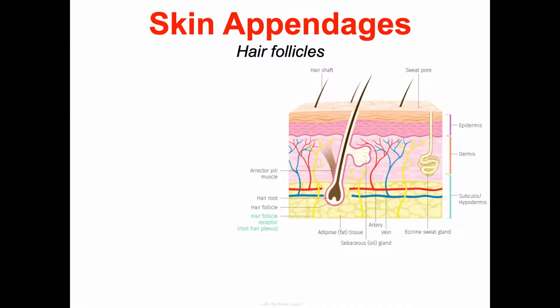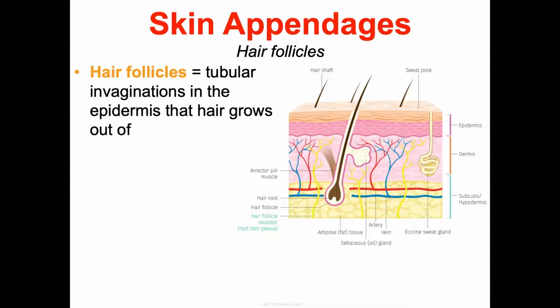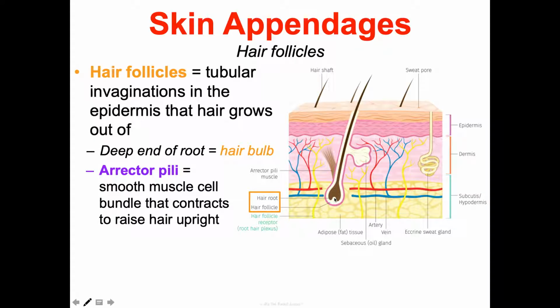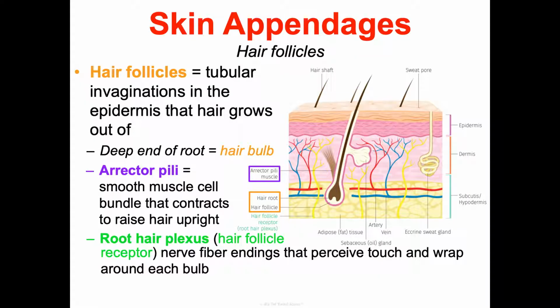Okay, let's talk more about the hair follicle. So we're going to go under the skin here. These are tubular invaginations in the epidermis that your hair grows out of. The deep end of the root, so remember everything under the skin is the root, but the deepest end we call the hair bulb. And then the erector pili, that's this smooth muscle cell bundle that's going to contract, and that is what causes your hair to raise upright. So if you get goosebumps or you're cold, anything like that, that muscle is what is going to raise your hair.